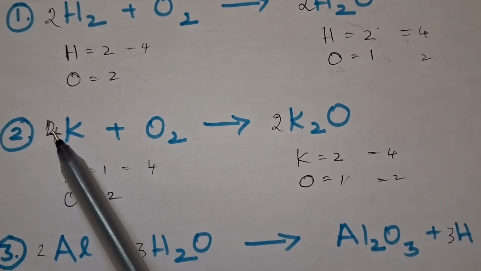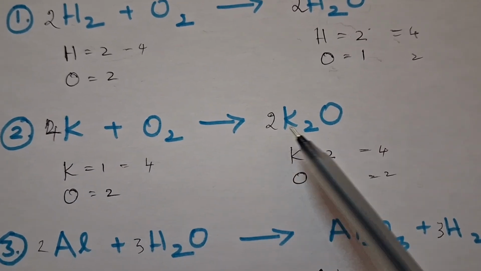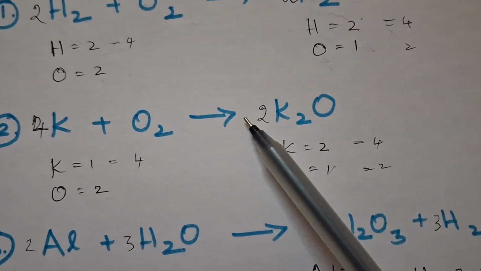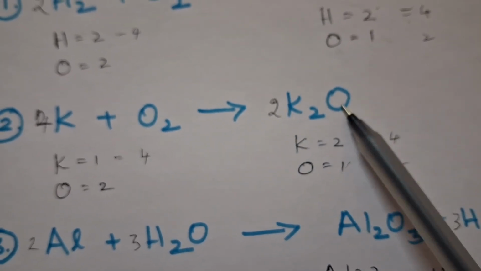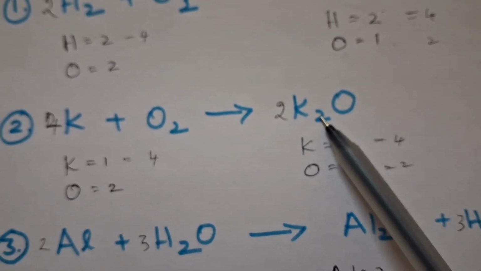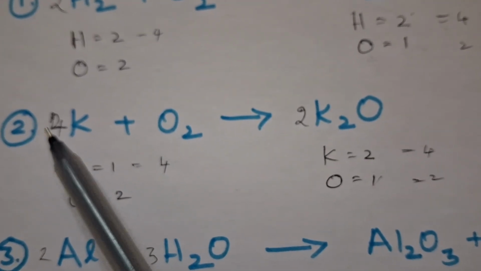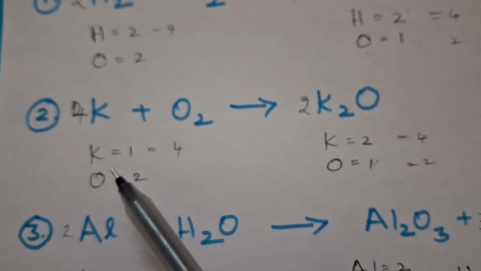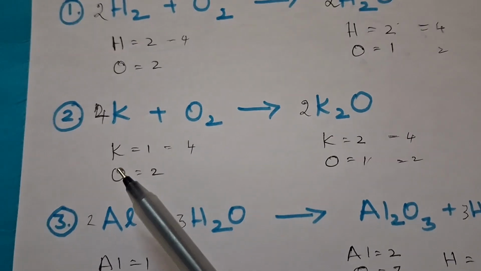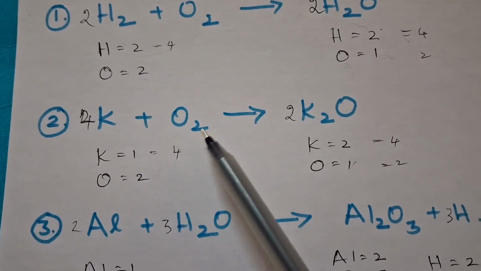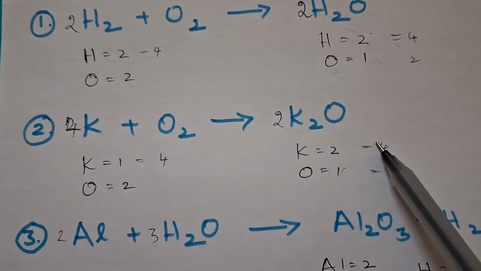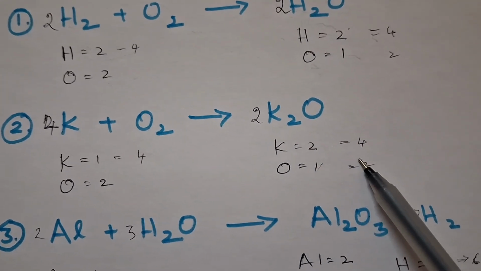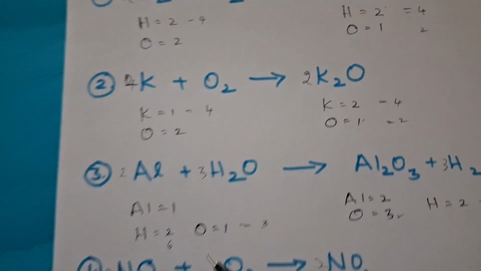Suppose you put a 4 here. Why are we adding it here? For oxygen we cannot put anything. Suppose if you put a 2 here, this oxygen will get 2, but potassium will become 4. So we are adding 4 here. So 4 potassium, and oxygen becomes 2 here, same thing. And 2 into 2 is 4 here, and oxygen also gets 2 here. So it is balanced.